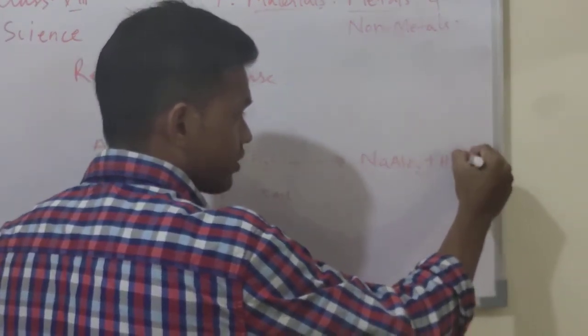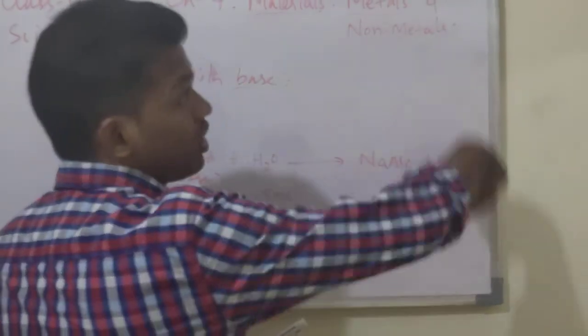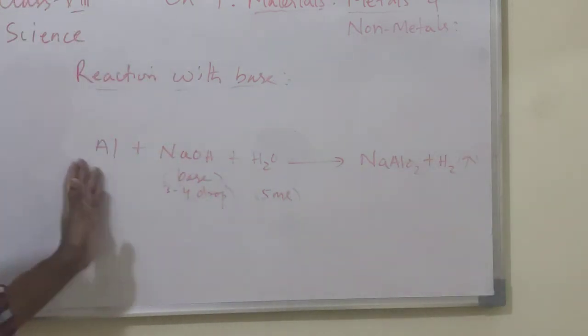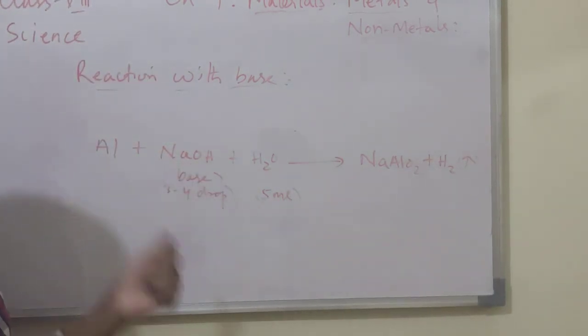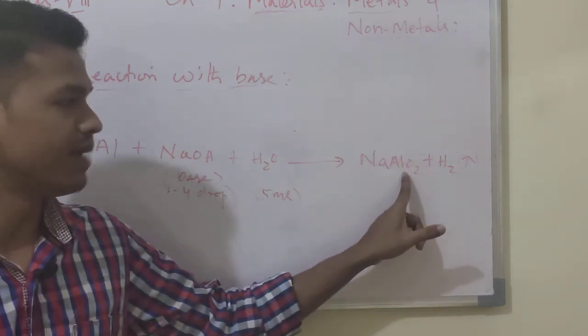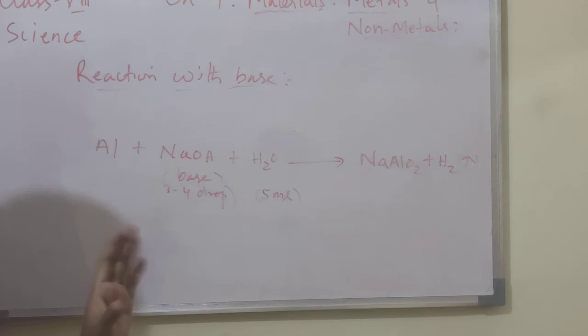The arrow mark means this gas will evolve and escape outside. That's why I am giving this arrow mark. Now, this is not a balanced chemical equation. On balancing, aluminum is 1 on this side and 1 on the other side, so it is balanced. I will explain how to balance the chemical equation.